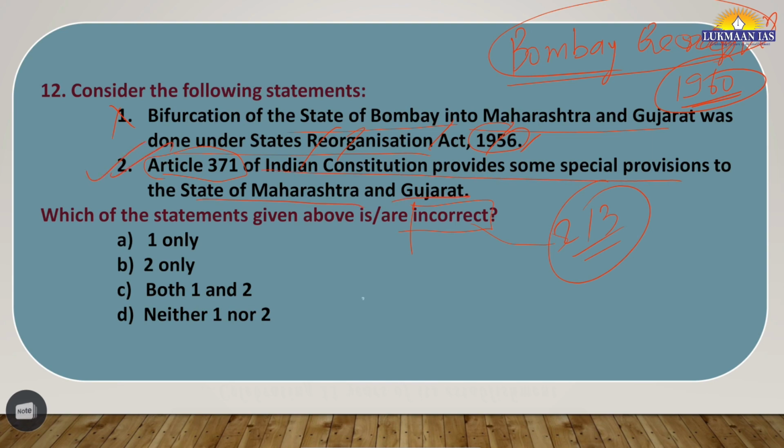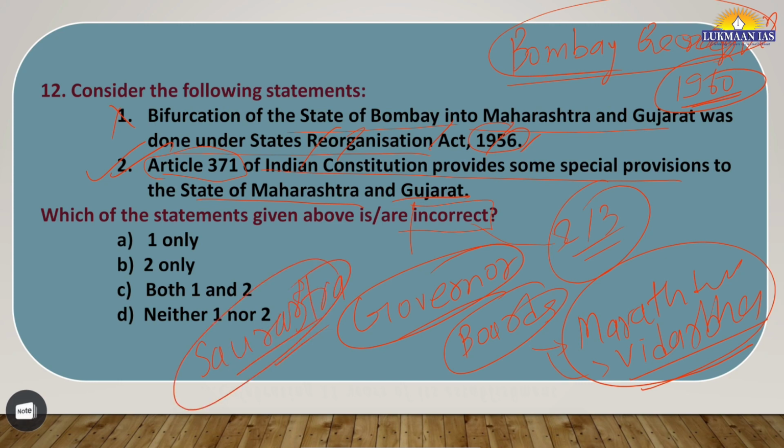This is true, and under these provisions the governor is responsible for having certain boards appointed for the development of certain backward regions in Maharashtra, like Marathwada. There will be a separate board for Vidarbha and a separate board for the remaining Maharashtra. Similarly in Gujarat, for Saurashtra there will be a separate board by the governor of Gujarat.